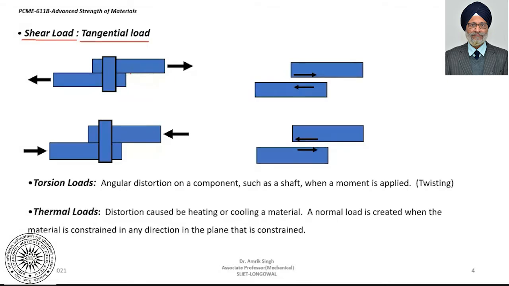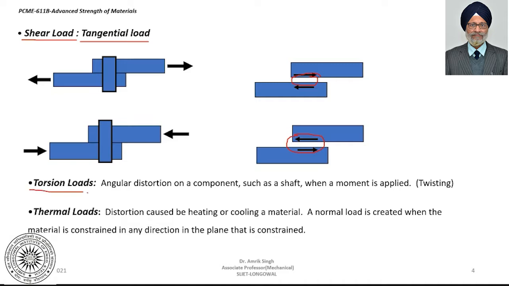So you see the two plates are there. They are joined by some fixing element. So when they are dragged like this, this plate will go in the opposite direction. Similarly, if they are pushed, then they will go like this. So the shear will take place at this place. This is the shear load.